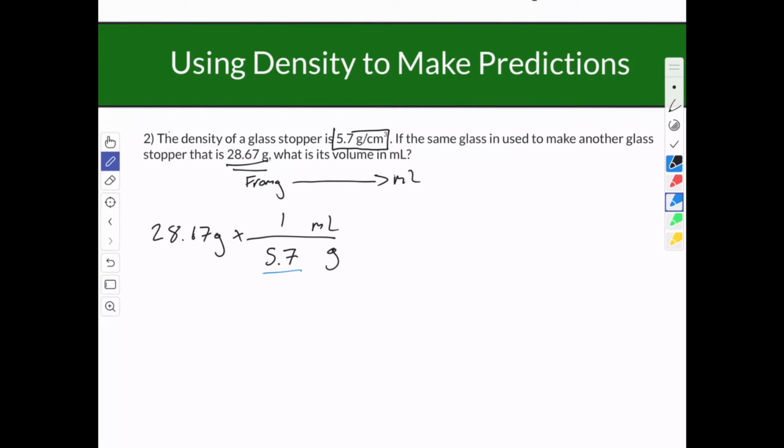And I get 5.0298 milliliters. And so with 2 sig figs, that stays the same, 5.0 milliliters. And so that's how we use these densities as conversion factors to make predictions, right? Now, this brings us to another discussion. The 2 vocabulary words that we want to know.